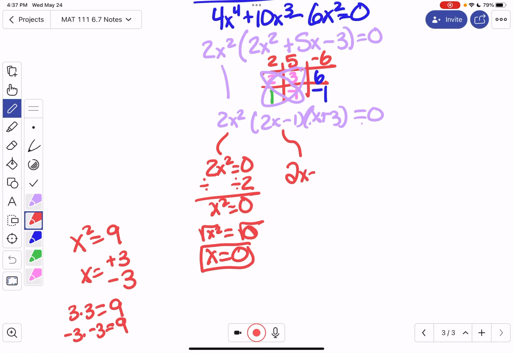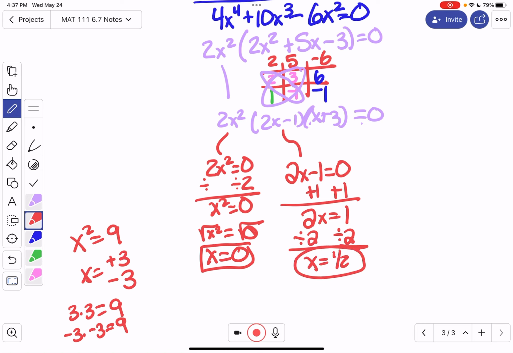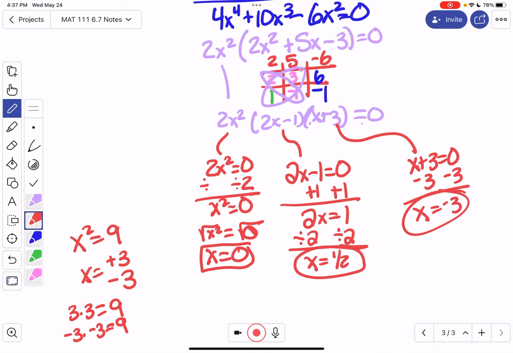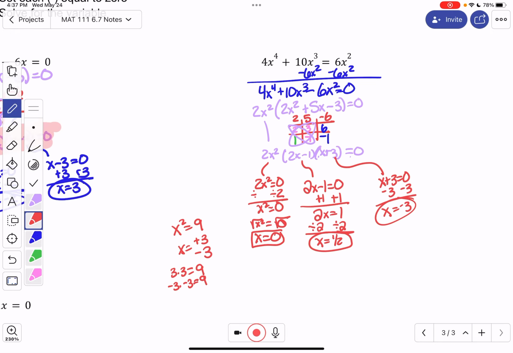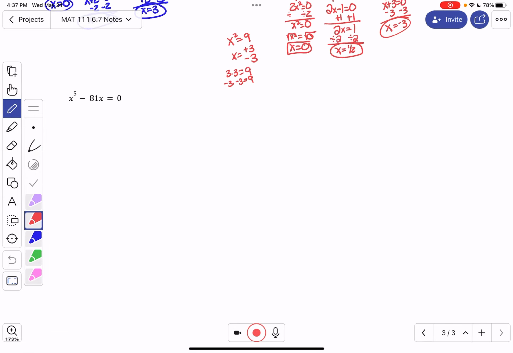Here, we're going to do 2x minus 1 equals 0. Add 1 to both sides, and we get 2x equals 1. Divide both sides by 2. We get x equals 1/2. Last, x plus 3 equals 0. Subtract 3 from both sides, x equals negative 3. Now we have all of our answers. So I have one more in here.